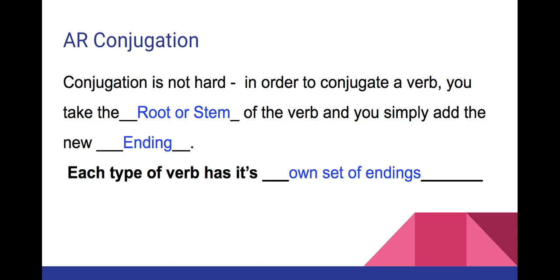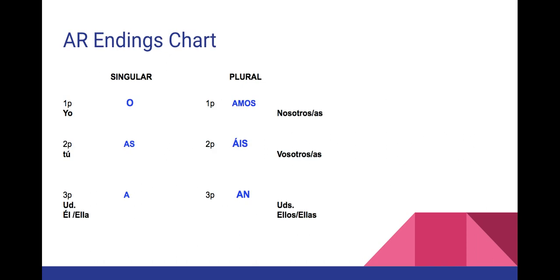So now we're going to talk about AR conjugation. Conjugation is not hard. In order to conjugate a verb, you simply take the root or stem of the verb and you simply add the new ending. So each type of verb is going to have its own set of endings. So today we're just going to focus on AR. So here is your AR endings chart. Now I included what would be our normal T chart of all of our subject pronouns. So again, you have yo, tú, él, ella, usted, nosotros, vosotros, ellos, ellas, ustedes. And there are your endings.